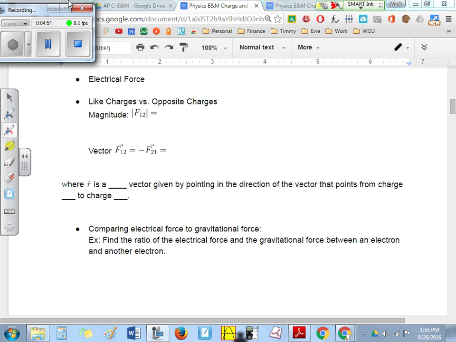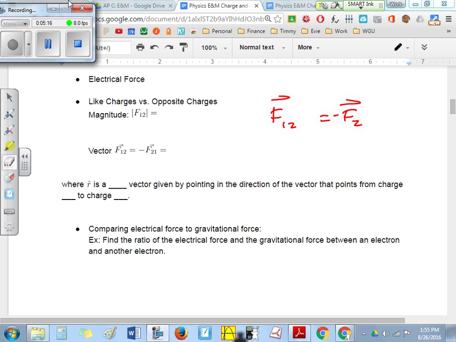And then, because of Newton's third law, F12 and F21 are going to be equal and opposite. So I wrote that here in typed font. But all I'm saying is that when one object's repelling another object, the second object is also repelling the first object. In fact, they're both repelling each other with the same force. Okay?